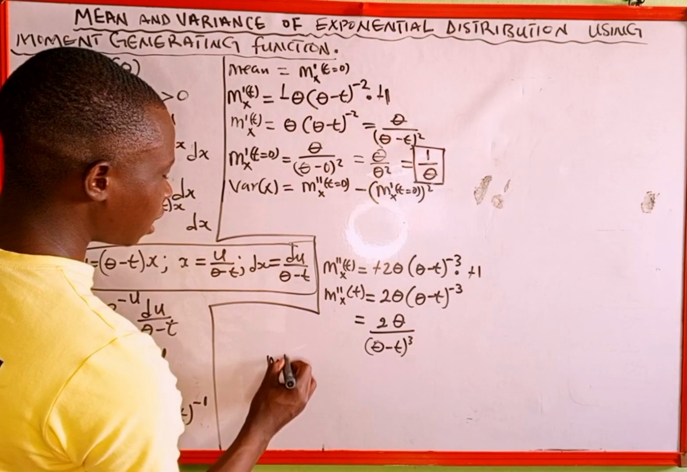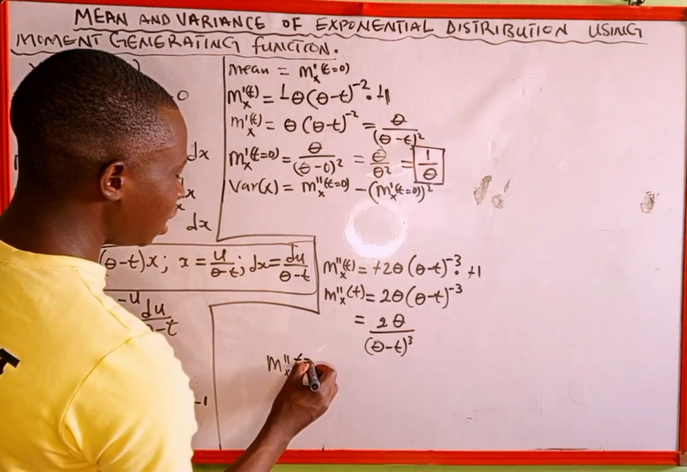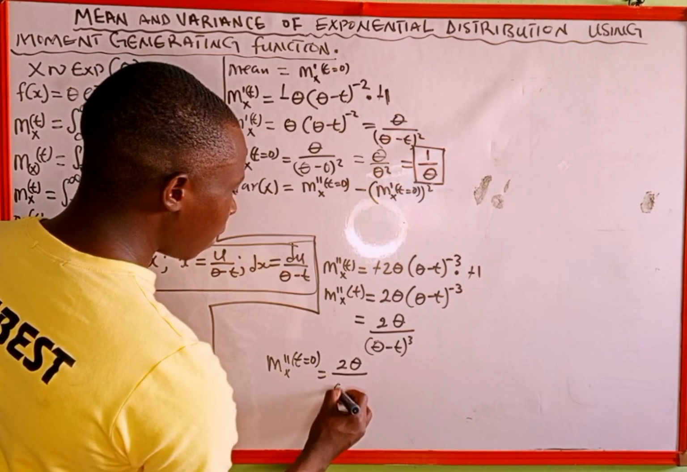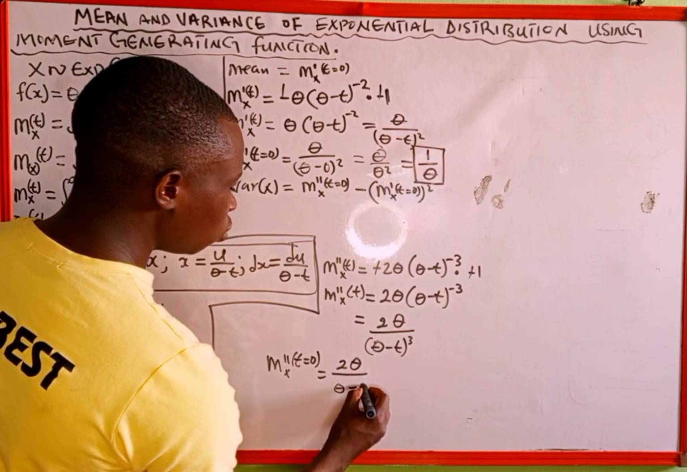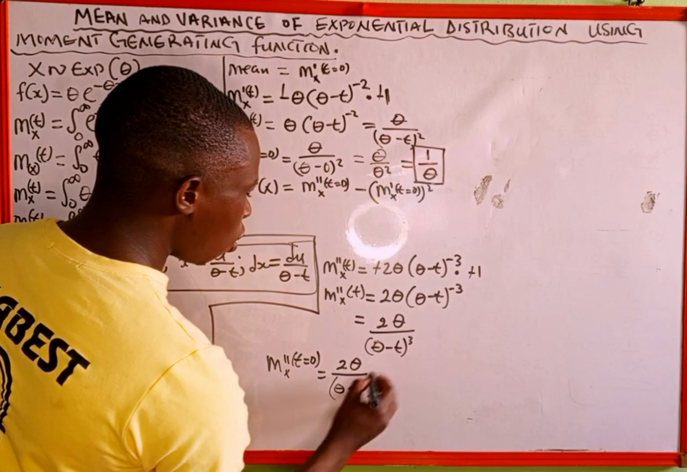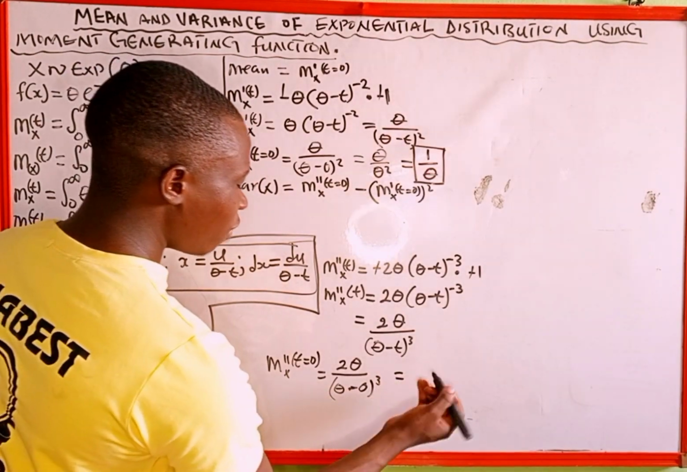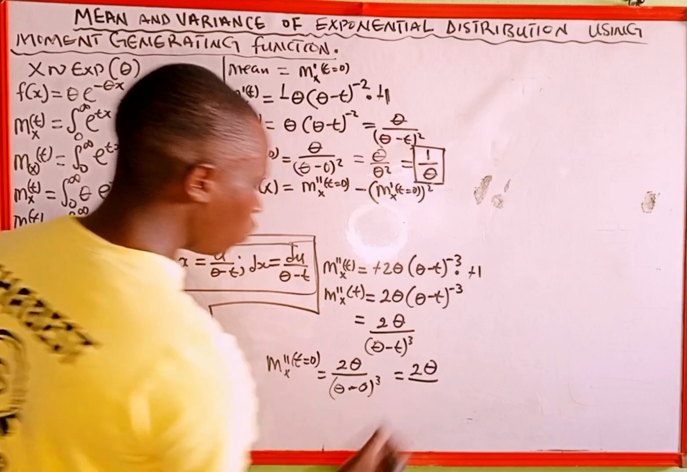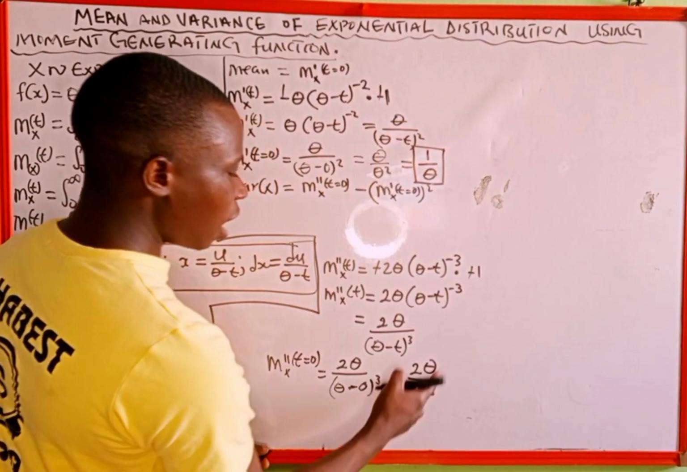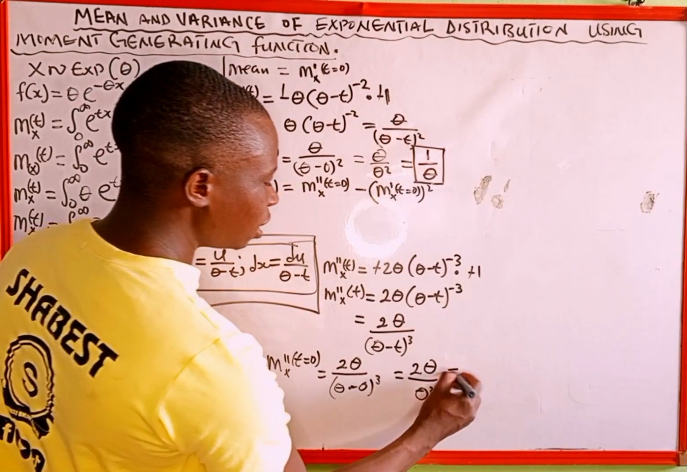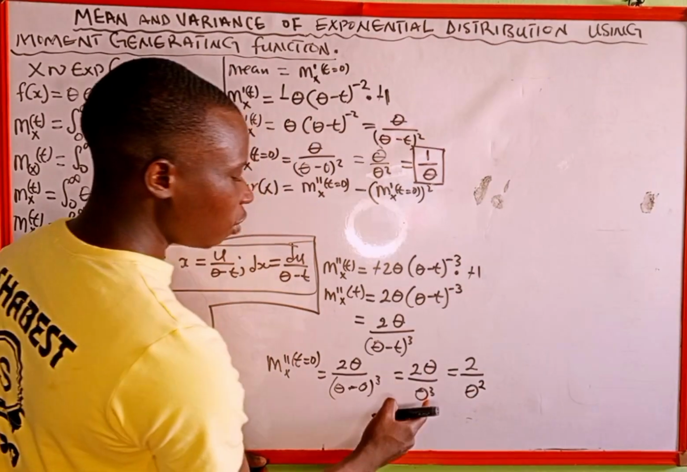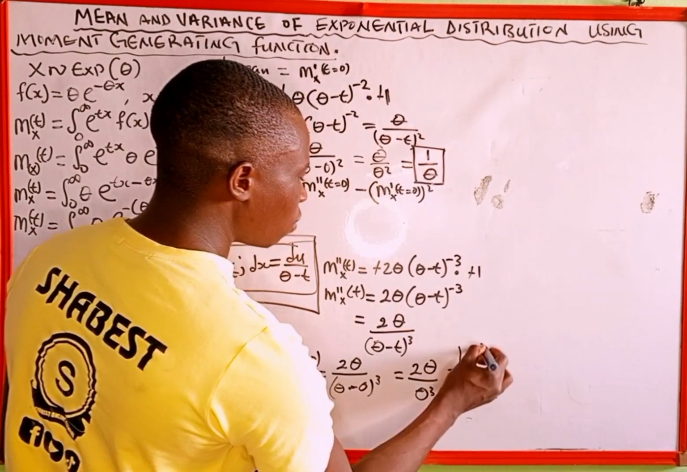And when we set the second derivative of x at t is equal to 0, this is going to be 2 theta all over theta minus, in place of t is going to be 0, then all to the power of 3. So if we simplify this, we're going to have 2 theta all over theta minus 0 is the same as theta, then theta raised to the power of 3. And when this theta cancels one of this theta, this is the same as 2 over theta square. So this is the second derivative.